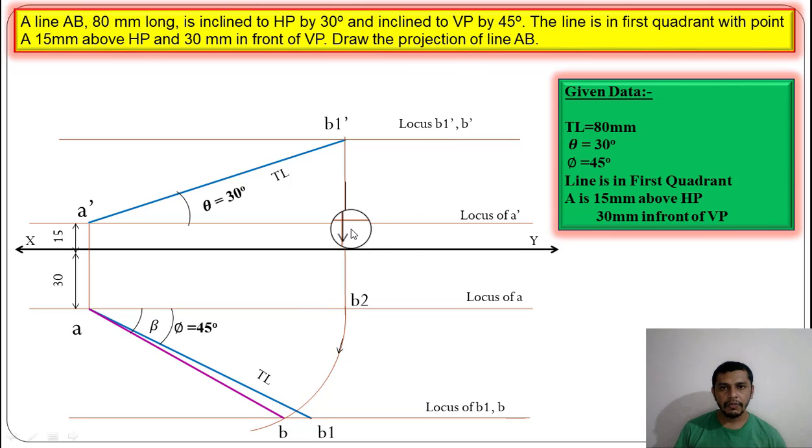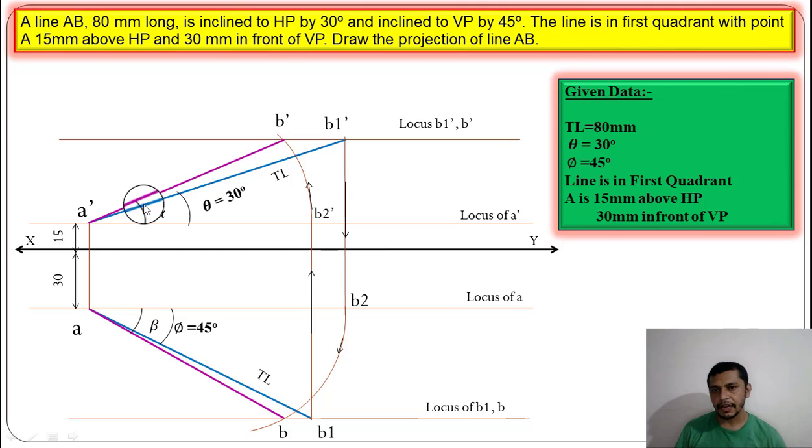Now if you want to find the elevation length, draw a straight line from B1 to locus of A dash. The intersection of this line to locus of A dash is B2 dash. Now measure A dash to B2 dash, which will be our elevation length, and give an arc up to locus of B dash. Now this point will be B dash. Now join B dash to A dash, that will be our elevation length, and the angle of the elevation length is alpha. So this will be our elevation length, and this will be our plan length.